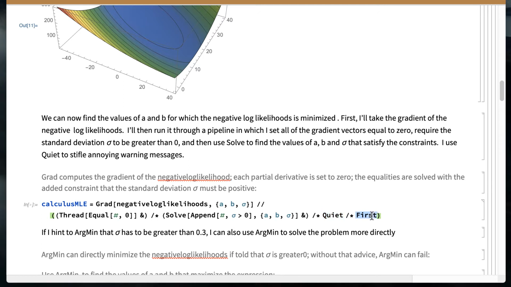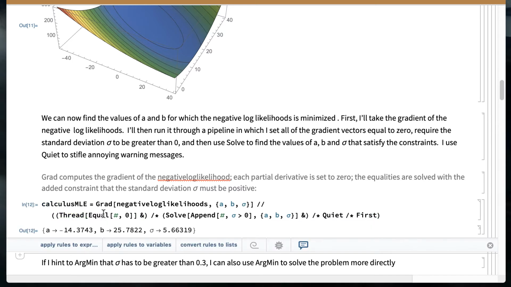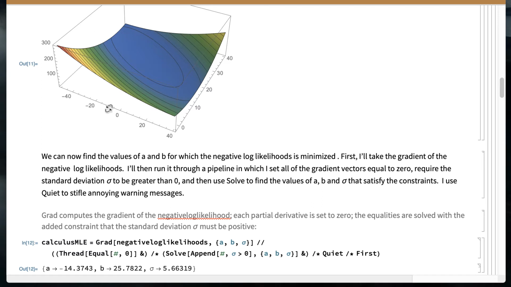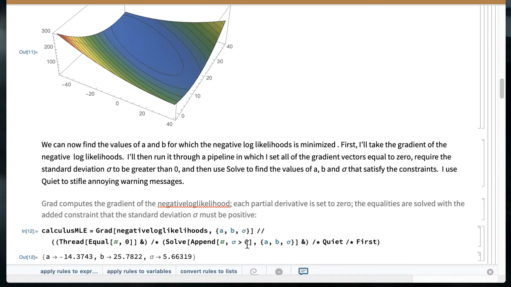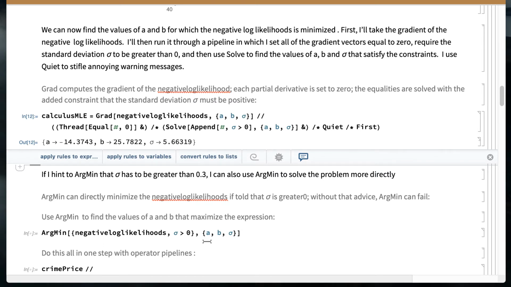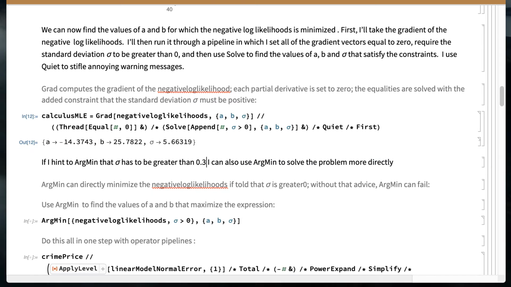And then I think I've mentioned before that solve can sometimes produce multiple solutions. Here there's only one, so I don't need to clutter your brain with more solutions. So let's run that. It's going to do the calculus, the algebra, and there we go. And you can see that it has found the bottom of the valley. A equals negative 14, B equals about 25, and sigma happened to be 5.66, so my little guess wasn't that far off.